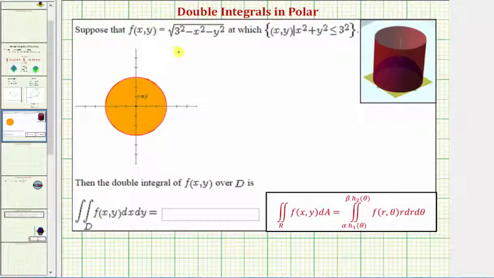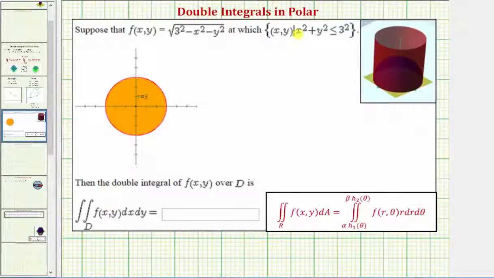Here we're given f of x comma y over the region D defined by x squared plus y squared less than or equal to 9. We're asked to evaluate the given double integral. Notice how this double integral is given in rectangular form. We're actually going to convert this to polar form to determine the value of this double integral.